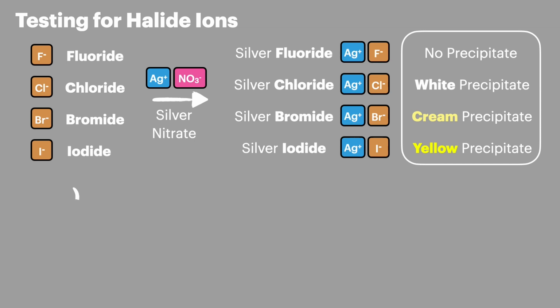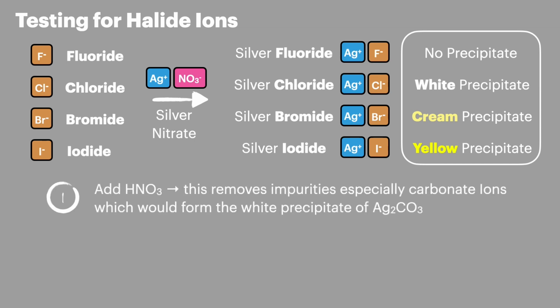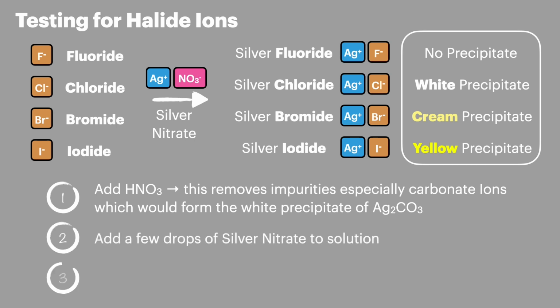So to complete this test, we'll start by adding nitric acid, which removes any impurities, especially those carbonates, which will also form a white precipitate, which gives a false positive for the chloride test. In the second step, we're going to add our few drops of silver nitrate solution, and then finally, we're going to give them a gentle shake and observe that precipitate.